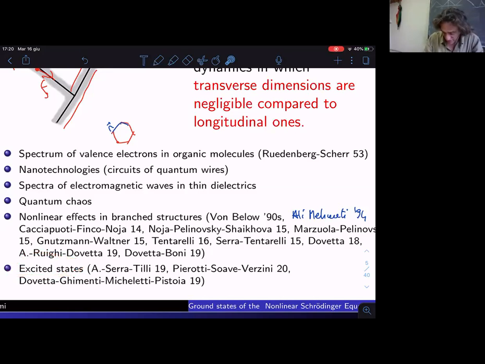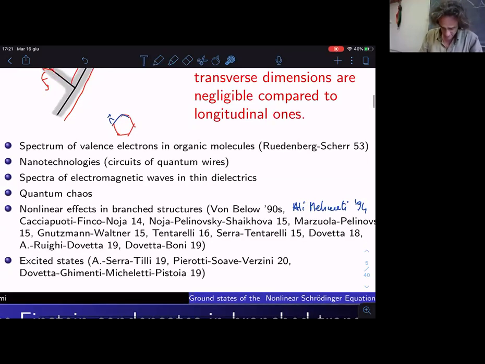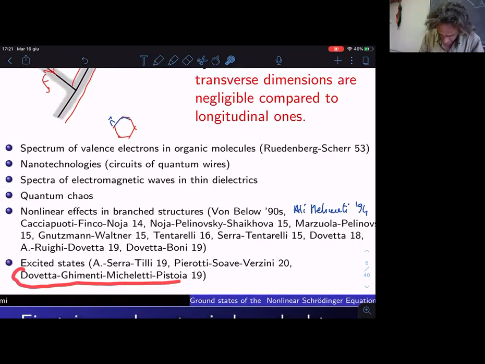And so there was a work by myself with Serra and Tilli in '19, with techniques similar to the ones I will very rapidly draw today. And very recently, a work by Pierotti and Soave Verzini, a group from Milan, who analyzed the so-called critical case and found the result of existence of bound states, even though there is no ground state. So there are solutions of the stationary problem that are not constrained minimizers of the functional, and another work by Simone Dovetta, Marco Chimenti, Micheletti, and Pistoia in '19. So there are a lot of people converging somewhat to these topics.